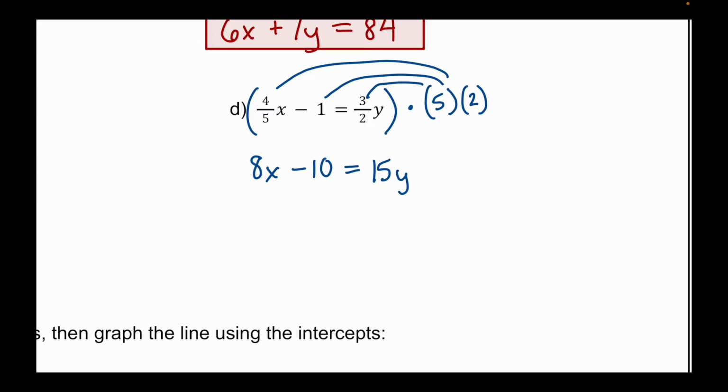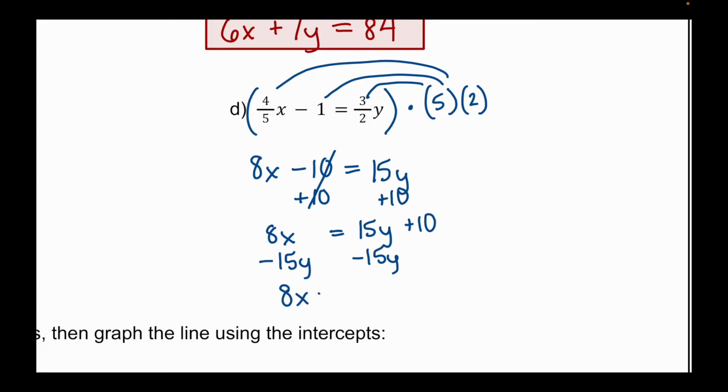So now I have to rearrange this so that my variable terms are on the left and my constant term is on the right. I'm going to move the constant term first. That's this 10. So I'm going to add 10 to both sides, which will remove it here from the left. So we'll have 8x equals, and then this is 15y plus 10. So now I'm going to subtract 15y from both sides to put them together. So this would be 8x minus 15y equals 10. And that's our answer here.